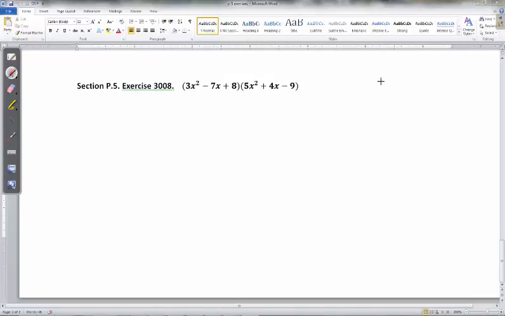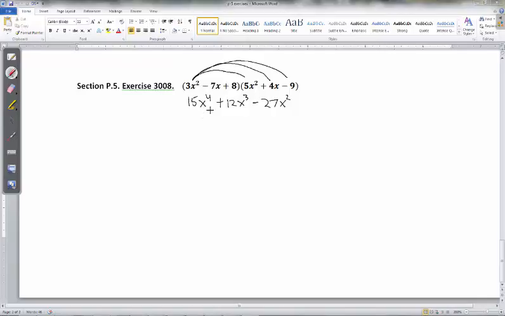Again, you can set up a table with 3x squared minus 7x plus 8 and 5x squared plus 4x minus 9. This is going to have quite a few terms. Because we have a 3 times a 3, we are going to end up having 9 terms. It will be quite a few. Multiply the 3x squared through, I will get 15x to the 4th plus 12x cubed minus 27x squared. Now I move to the 7x.